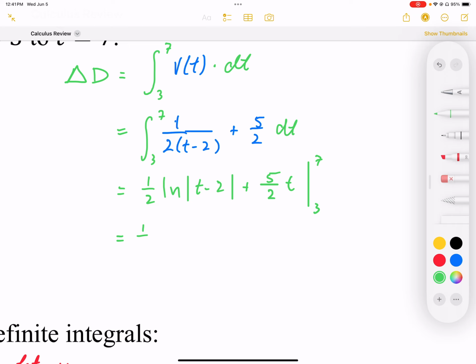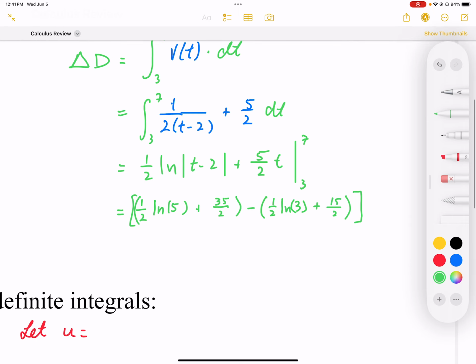So I'm going to have 1/2 log t minus 2, which is going to be 5. So 1/2 log 5 plus 5 times 7 divided by 2 is going to be 35 over 2. That's going to give me the first part of that, minus 1/2 log 3 plus 5 times 3 divided by 2, which is going to give me 15 over 2.